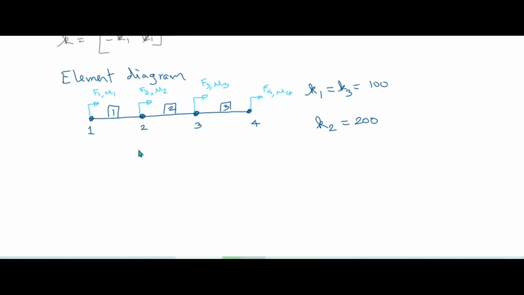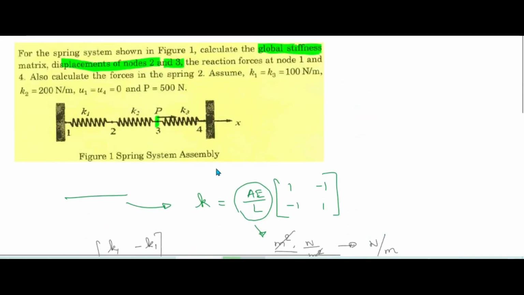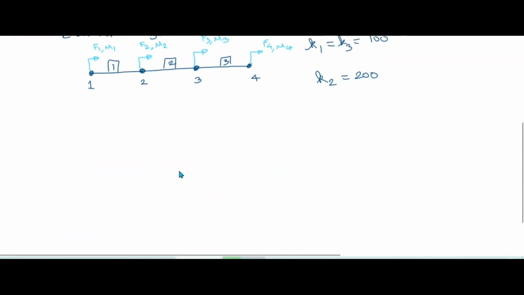Now let us identify the stiffness matrix for each of these elements. You can see that there is no need for identifying the length. In the problem itself they have not mentioned anything about length, because AE by L is the stiffness. They have directly given the stiffness, so you need not worry about the length. Directly we can substitute it accordingly.